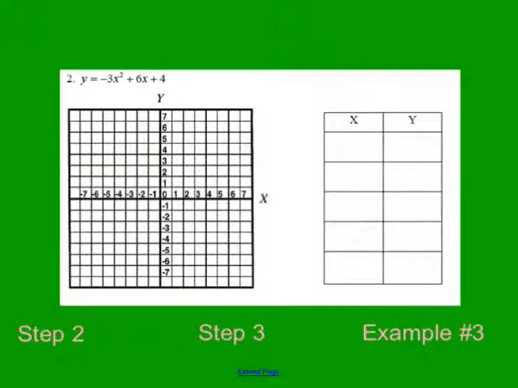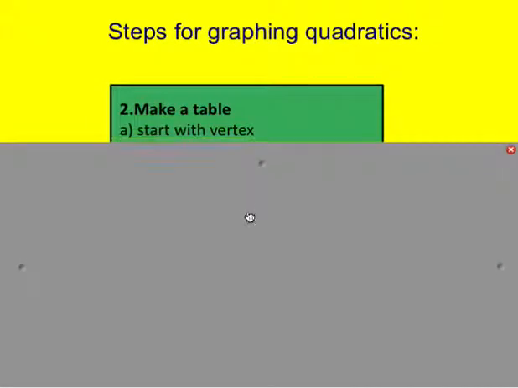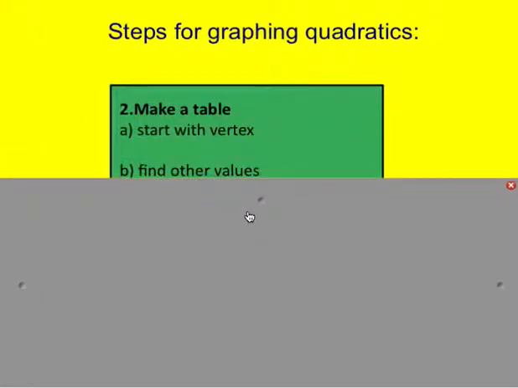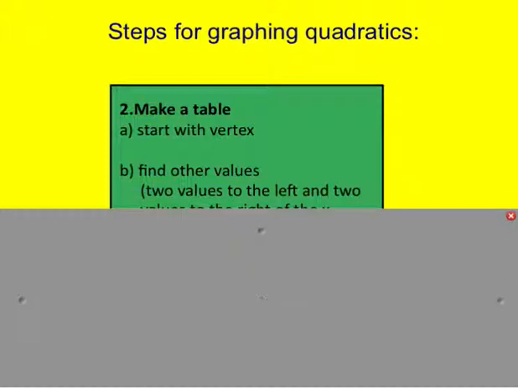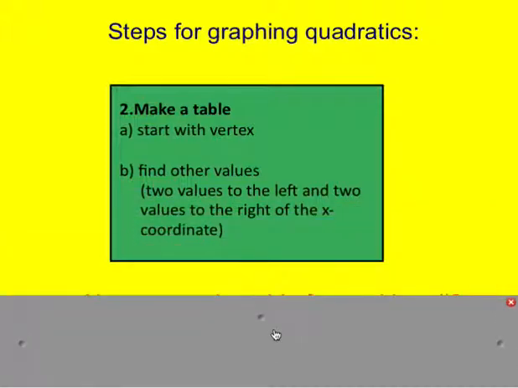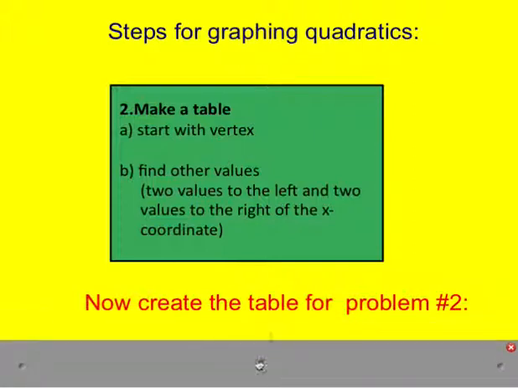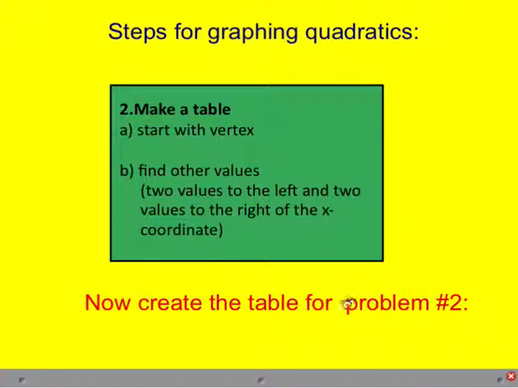Next, step 2 is that we're going to make a table. To make a table, you're going to start with the vertex, then find the other values. I usually go 2 values to the left and 2 values to the right of whatever the x-coordinate is, so one way I'm going up and one way I'm going down. Now we're going to create that table for problem number 2.